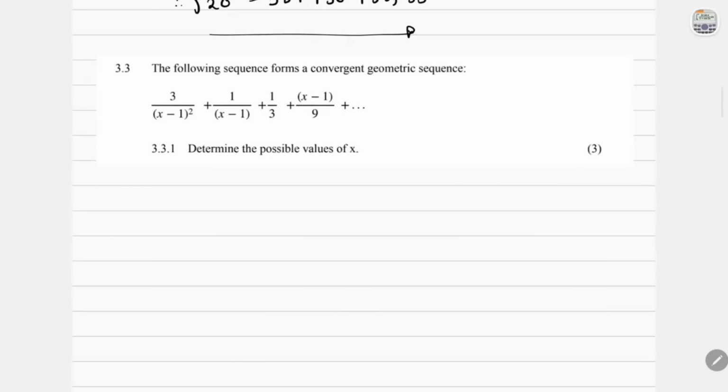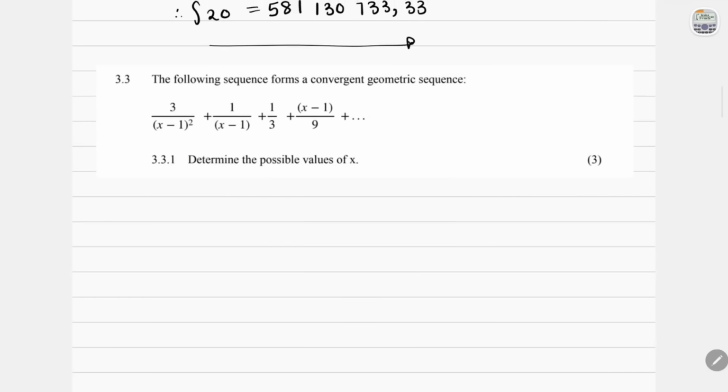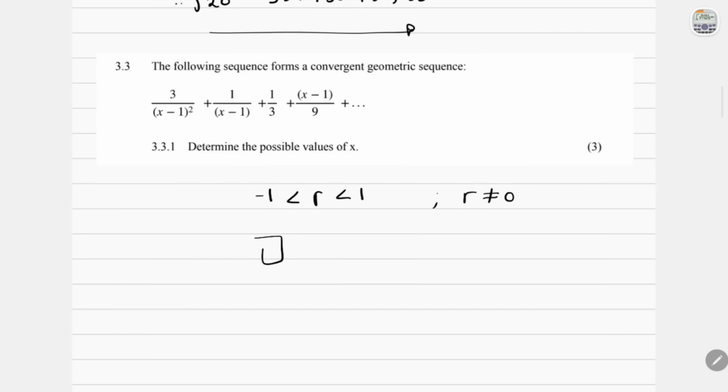Question 3.3 says, the following sequence forms a convergent geometric sequence. Remember what it means for a geometric sequence to converge. It means that the ratio is a value greater than negative 1 but less than 1. But of course, for this sequence to exist with these parameters, r should not be equal to 0, because you can't have a ratio of 0. If you have a number, and your constant ratio is 0, then 0 times 0 is going to give you 0.